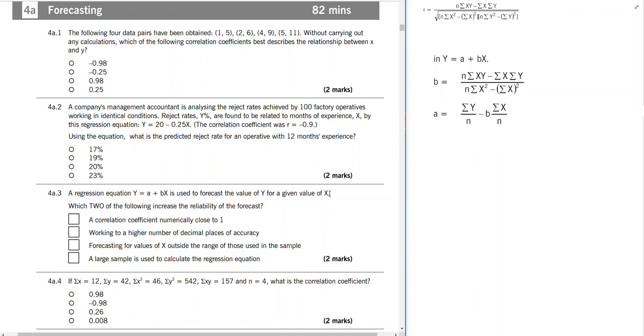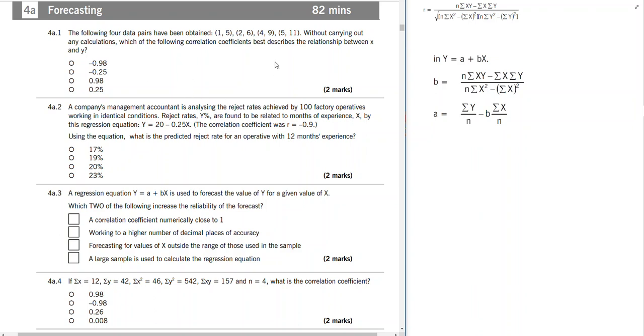Okay, let's look at exam questions for forecasting. Let's start. The following four data pairs have been obtained: 1, 5, 2, 6, 4, 9, 5, 11. Without carrying out any calculations, which of the following correlation coefficients best describes the relationship between X and Y?